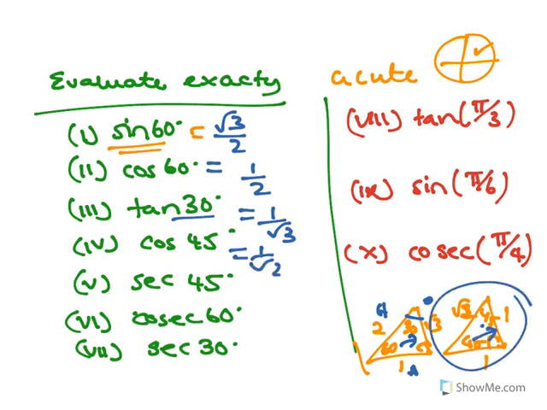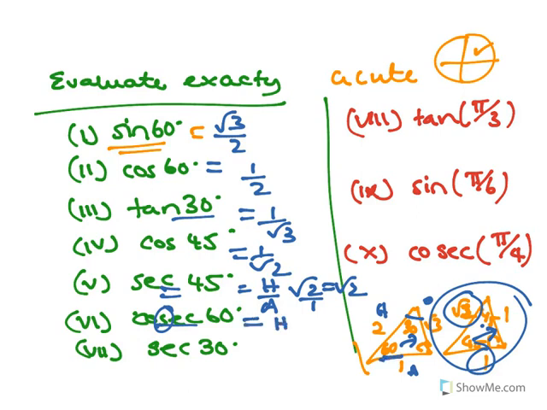45, so we go to this triangle, 1 on root 2. Sec 45 is going to be hypotenuse on adjacent because it's a reciprocal of cos, so it's going to be root 2 on 1, root 2. Cosec, reciprocal of sine, so cosec 60: sine would be opposite on hypotenuse, so it's hypotenuse on opposite, so it's 2 on root 3. Sec, third letter is C, so sec is hypotenuse on adjacent, and it's 30, so hypotenuse is 2, adjacent is root 3.